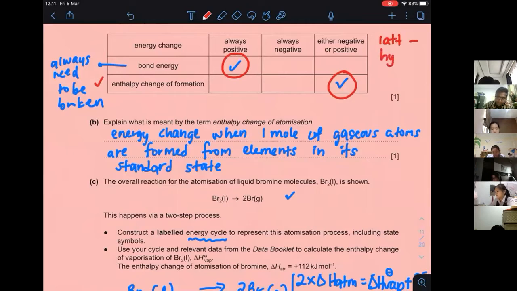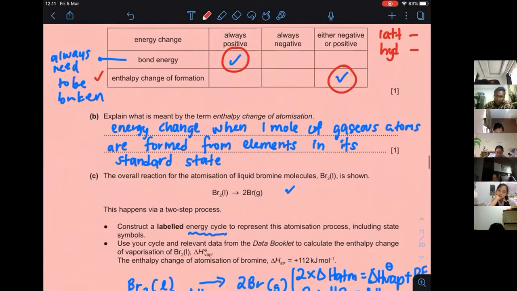Hydration energy. Okay, enthalpy of hydration is always negative because of the forming of bonds. Other things, like for example neutralization and combustion, will always be negative as well. Maybe these are the things that you want to memorize.